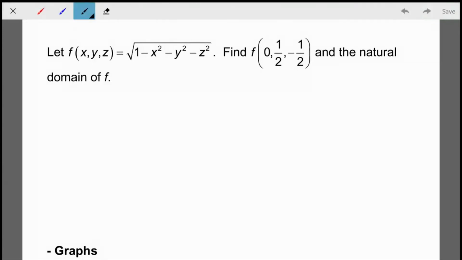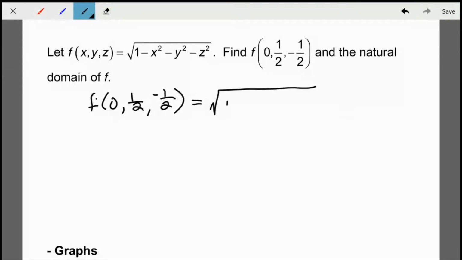Okay, so we want to find both of these things. So first of all, let's just find this function value. f of 0, 1/2, negative 1/2. We always go in alphabetical order. So the 0 will be plugged in for the x, the 1/2 will be plugged in for the y, and the negative 1/2 would be plugged in for the z. So this would just be the square root of 1 minus 0 minus 1/4 minus 1/4, which is just the square root of 1/2. Or you can write that as root 2 over 2. Square root of 1/2 would be perfectly fine as a solution, but if you want to simplify it, you can.